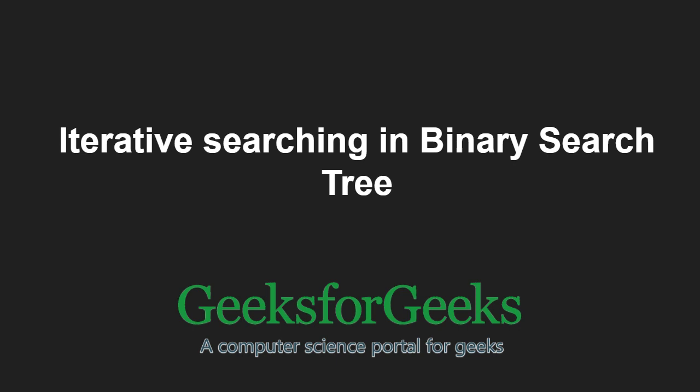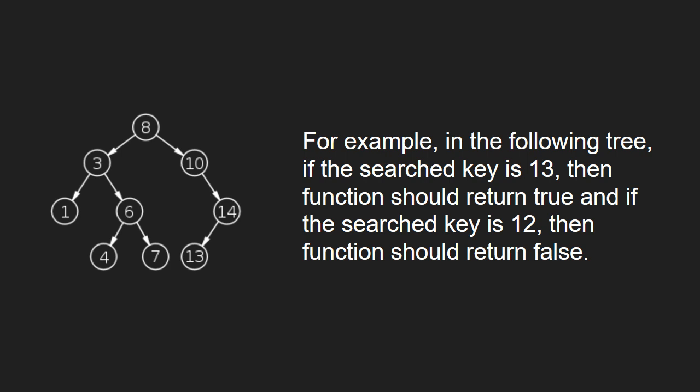In this video, we are going to understand the program which searches for a number iteratively in a binary search tree. First, let us take an example. For example, in the following tree, if the searched key is 13, then the function should return true, and if the searched key is 12, then the function should return false.